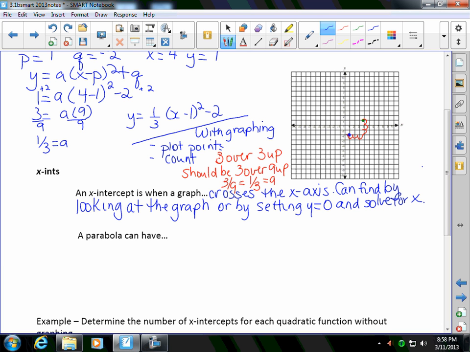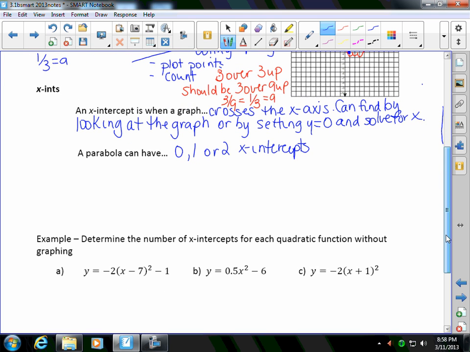So a parabola can have 0, 1, or 2 x-intercepts. To have 0, that would mean that your parabola would be going like this, or it could also be going down, and it could be in any of the quadrants. I'm just giving you 2 examples, but it won't be going anywhere near the x-axis. It'll always be going away from the x-axis.